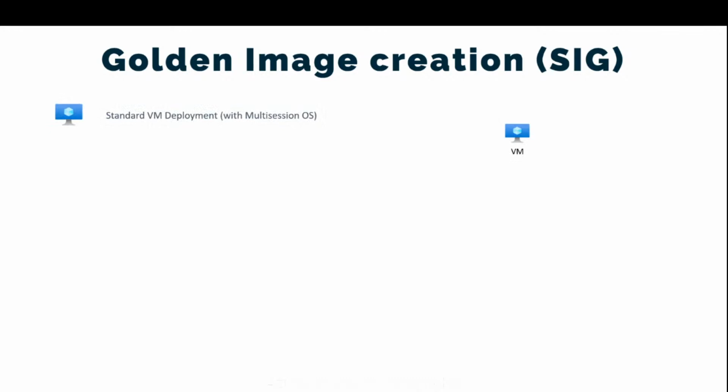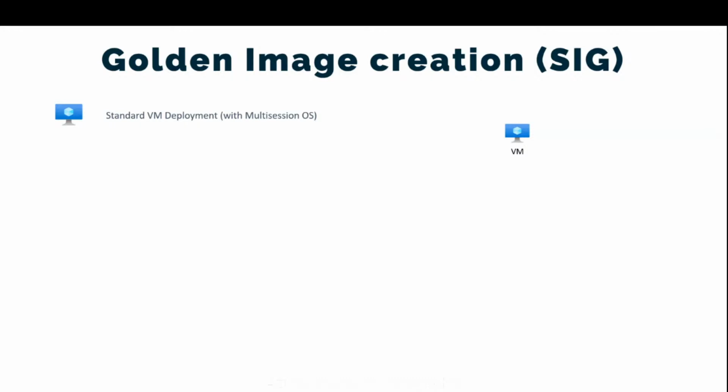So let's go further with some diagrams, right? How the golden image creation process looks. So it is simple. First, we need to start with a clean VM. Remember to use the Windows 10 multi-session VM. We have the dedicated multi-session option. I will show you where we can find it. So first, start with the clean VM.